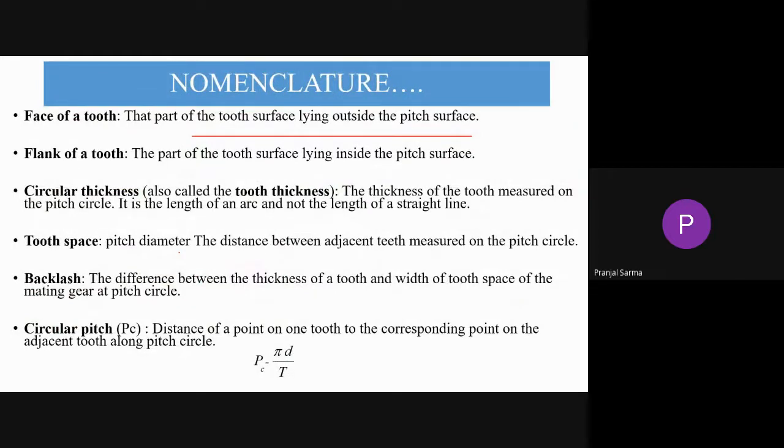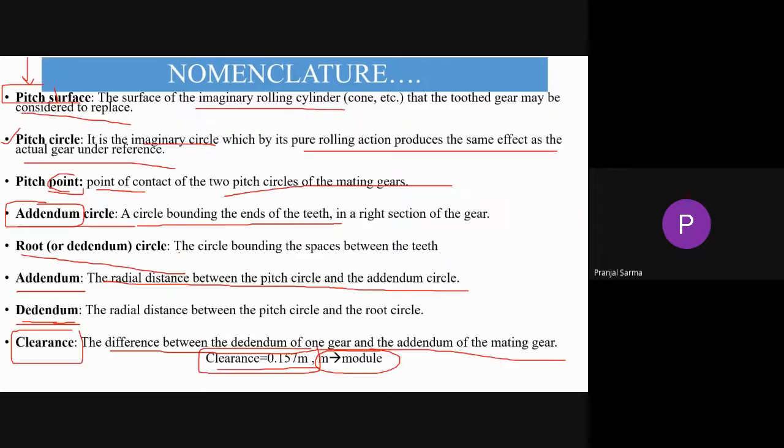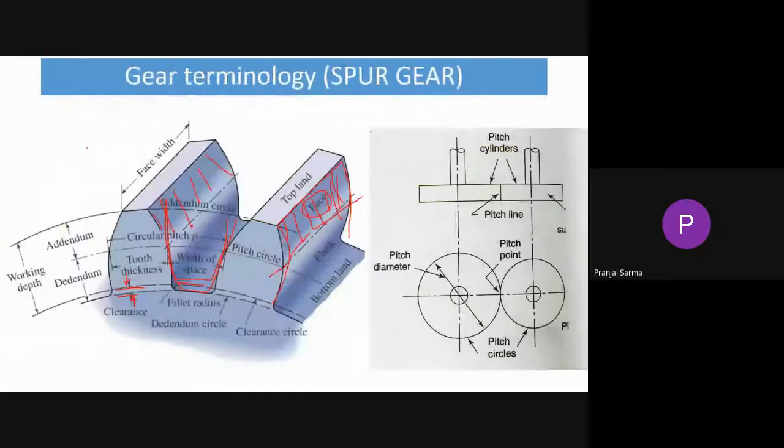Similarly, there is another word, flank. It is a similar portion, but it is the inside portion. The portion inside the pitch surface is known as the flank portion. The upper or outer portion is the face, and the lower portion is the flank. Understood?